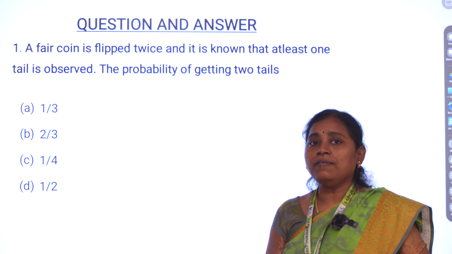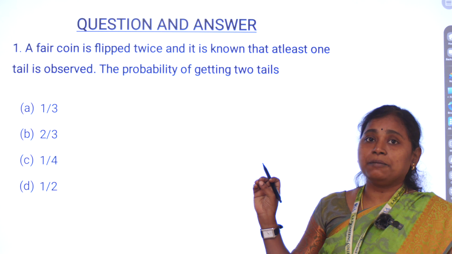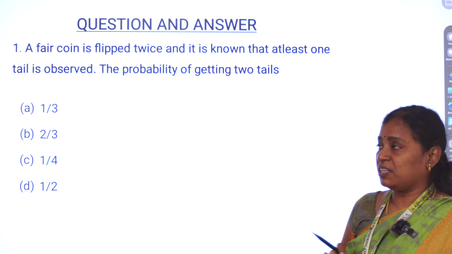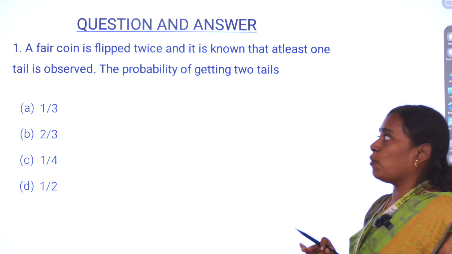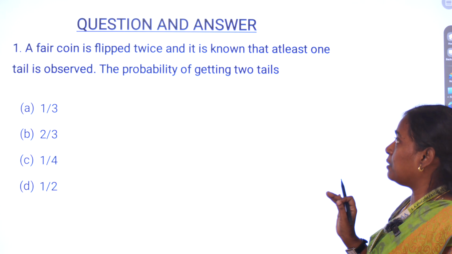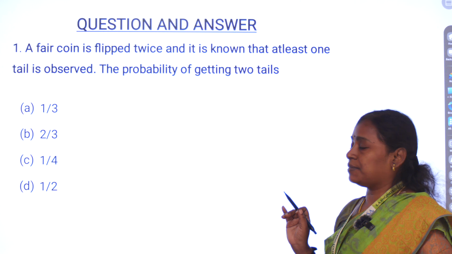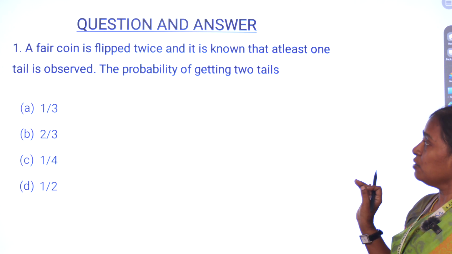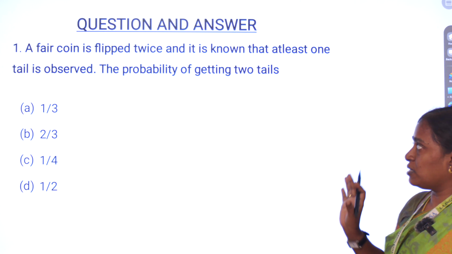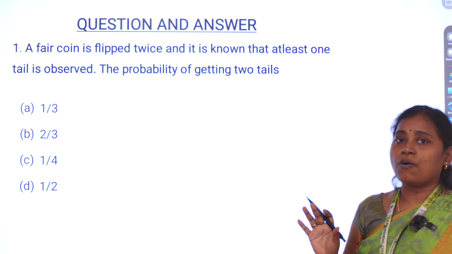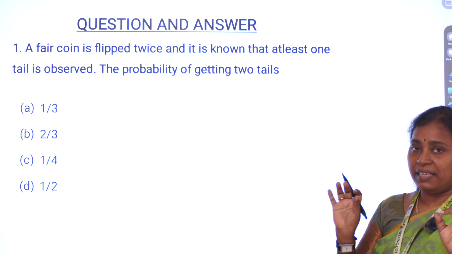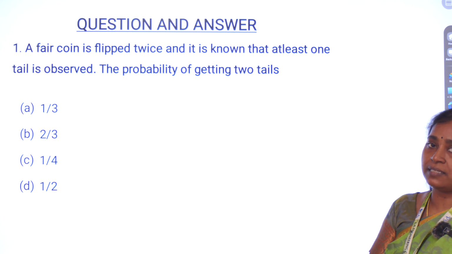Now let us solve previous year question papers of GATE examination. The first problem is: a fair coin is flipped twice and it is known that at least one tail is observed. The probability of getting two tails. Suppose the question is: a fair coin is flipped twice. Only that is mentioned in the first sentence.